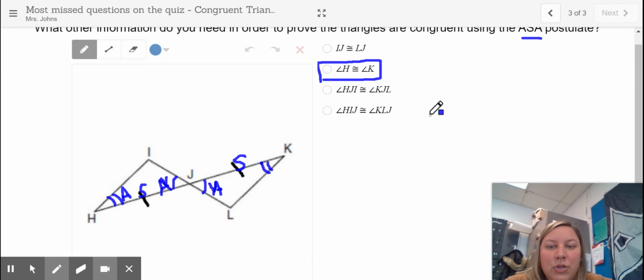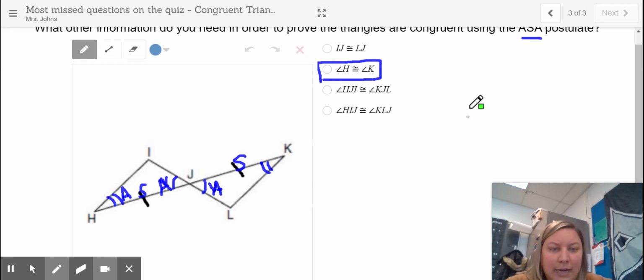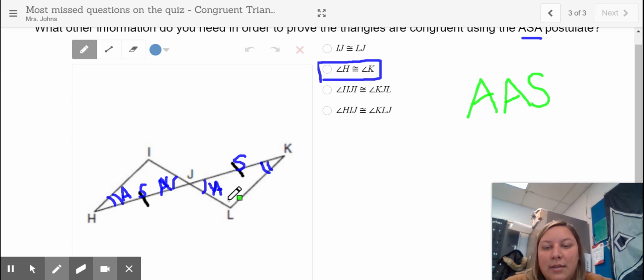What if we wanted to make it angle, angle, side? If we wanted angle, angle, side, what other piece of information would we need? Well, if you said angle L and angle I, that would be correct. Angle L is congruent to angle I, that would be correct. That would make it angle with the vertical angle, and then the side with the side that they give you, or the other way.